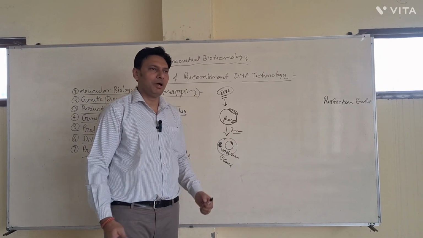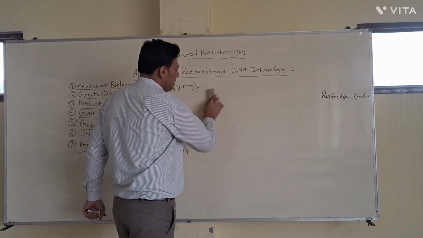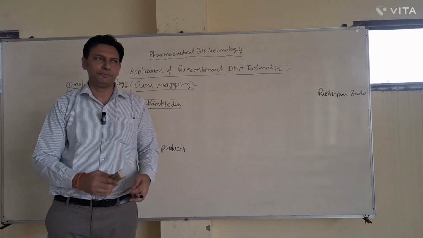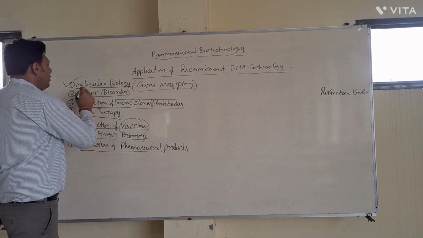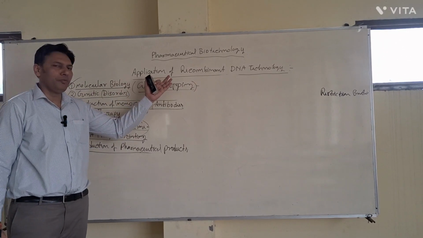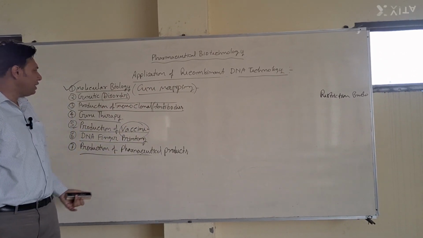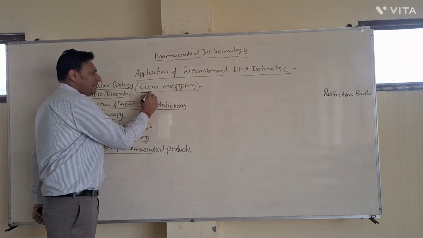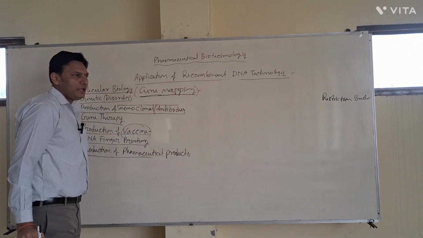Today we will discuss some important applications of recombinant DNA technology. The first application is molecular biology. We are using the technique of recombinant DNA technology in molecular biology. So how are we using it in molecular biology? There is one method, and its name is gene mapping. So what do you mean by gene mapping?